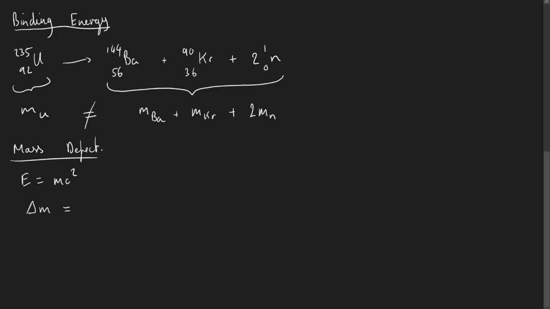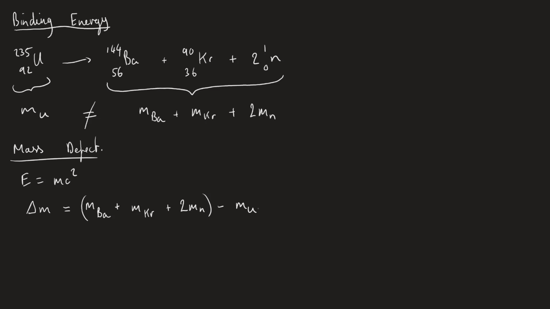Now, usually the change in mass will be given in terms of the atomic mass unit. I know it's the difference between these two. I already know that the mass of barium plus the mass of krypton plus 2 times the mass of the neutron is going to be larger than the mass of uranium. So I'm going to do it this way around. If you can't figure out which one is bigger than the other, first calculate them both and just take the difference from the bigger one to the smaller one.